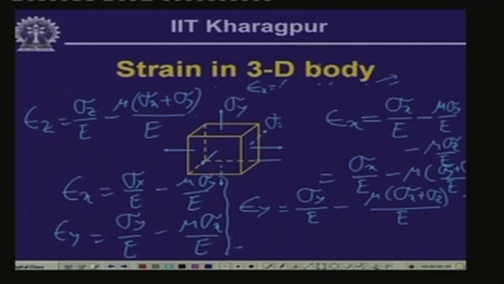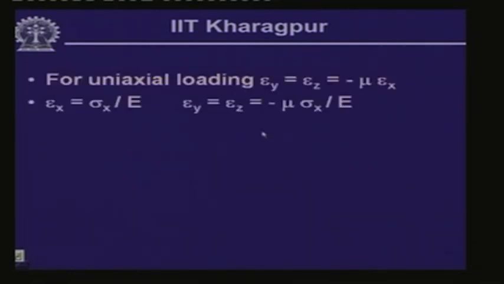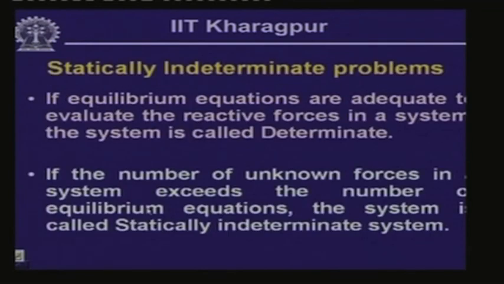So, this is in fact a generalized form of Hooke's law, which is applicable in case of a three dimensional body. So, in the three directions, the strains epsilon x, epsilon y, epsilon z can be represented in terms of the stresses sigma x, sigma y and sigma z, and in terms of the modulus of elasticity E. Well, these are the aspects we have discussed.